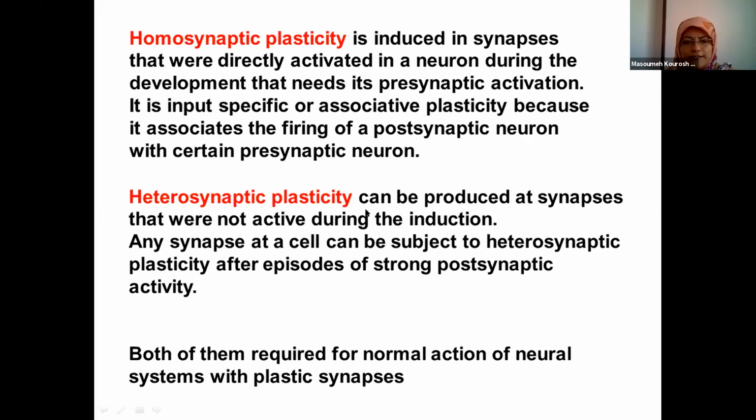On the other hand, heterosynaptic plasticity can be produced at synapses that were not active during the induction. Any synapse at the cell can be subject to this kind of plasticity. But totally, both of them are required for normal action and to balance the synapses.